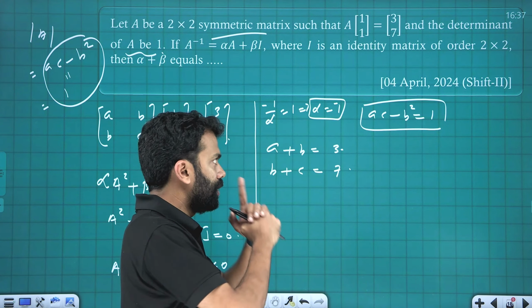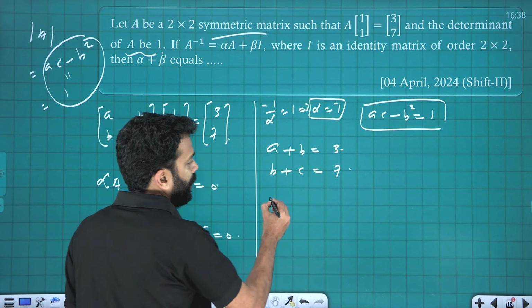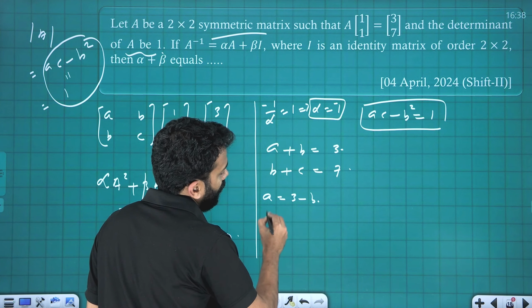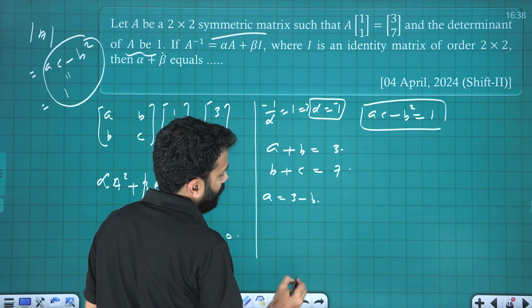So just think, here we have A and C, right? And here we have 2 equations based on A, B and B, C. So let's transform this A in terms of B and in this C in terms of B and substitute here. Then this equation will entirely be in terms of B. Therefore, what is A? A is equal to 3 minus B and C is equal to 7 minus B.